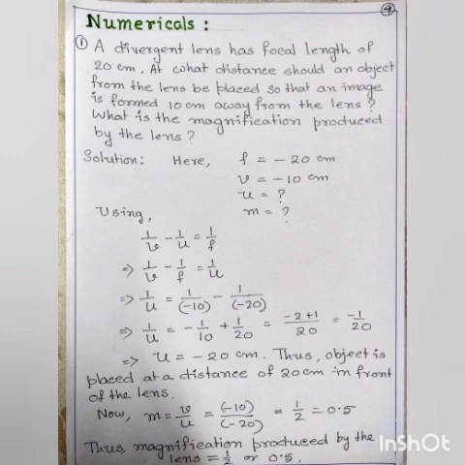Now let us discuss some numericals related to concave lens. See, a divergent lens has focal length of 20 centimeter. At what distance should an object from the lens be placed so that an image is formed 10 centimeter away from the lens? What is the magnification produced by the lens? Now see, from the given information, it is a divergent lens, so we can conclude it is a concave lens, means f will be minus 20.